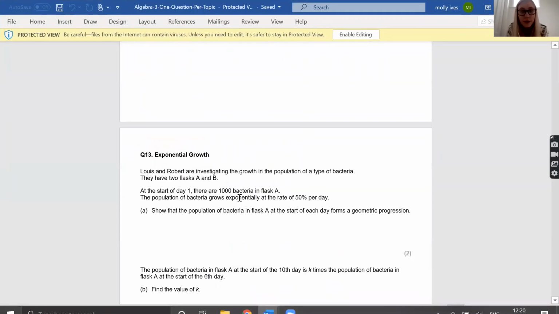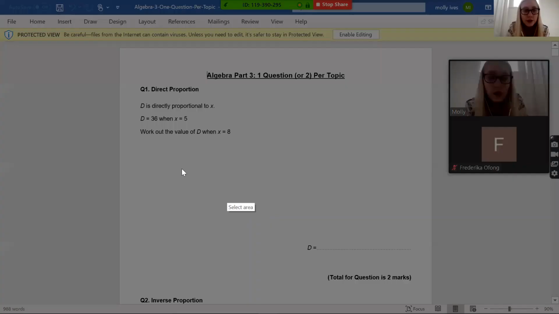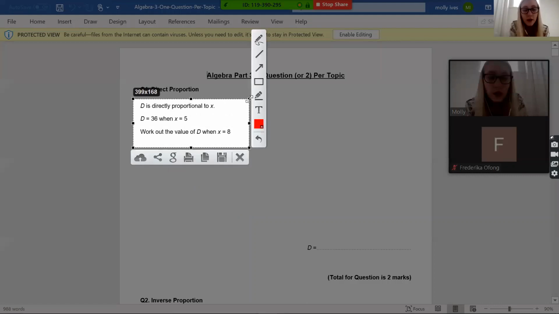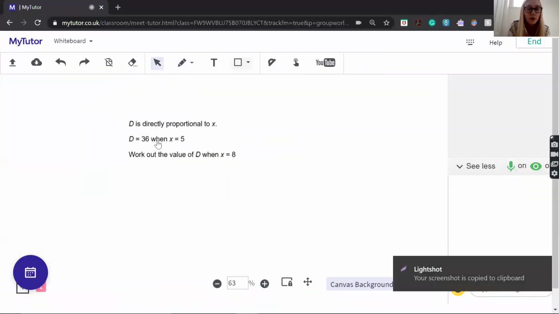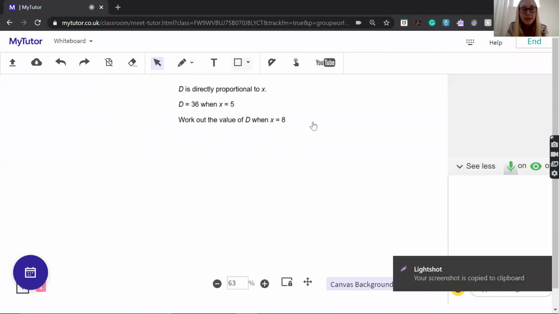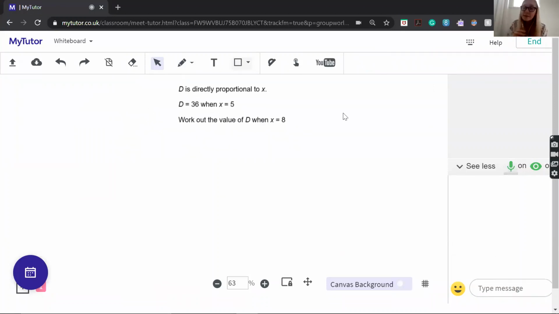So let's have a look. Go back up to the top of this, and we're going to start with this one that's on here, which is on direct proportion. So this is a basic exam style question. It's not too wordy. It's kind of what we looked at a lot when we did proportion.